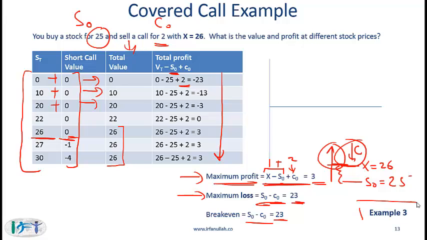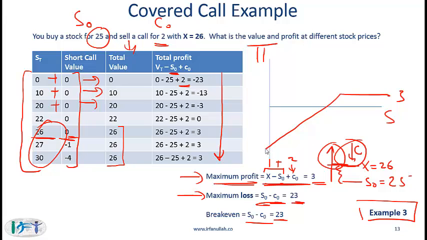Now I want you to do example 3 from the curriculum. And if you want, you can also very quickly now plot the profit diagram. If profit is on the y-axis, stock price on the x-axis, notice that at high stock prices, the profit is 3, and then we come down. The maximum loss is 23, and the break even is also 23.